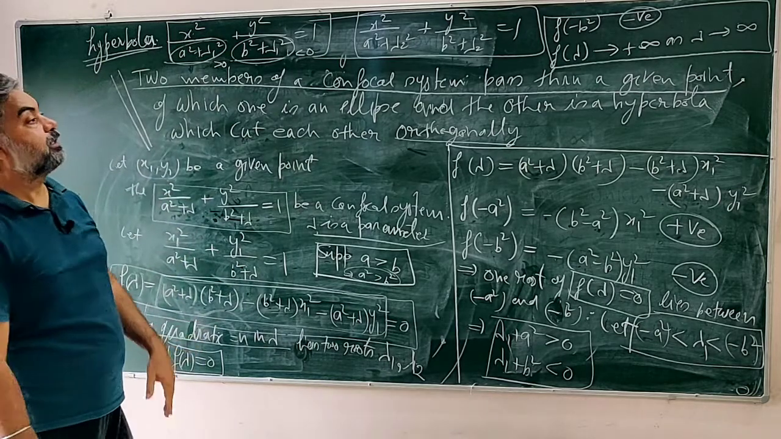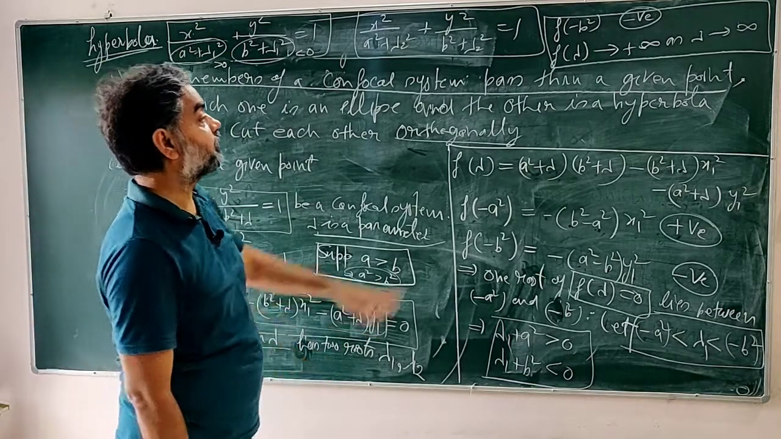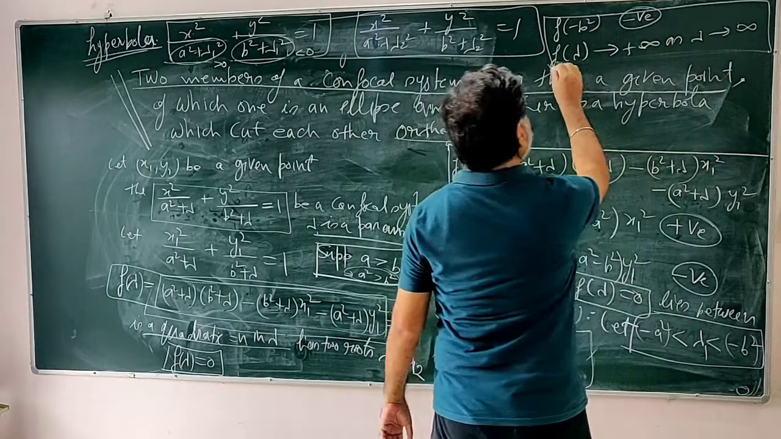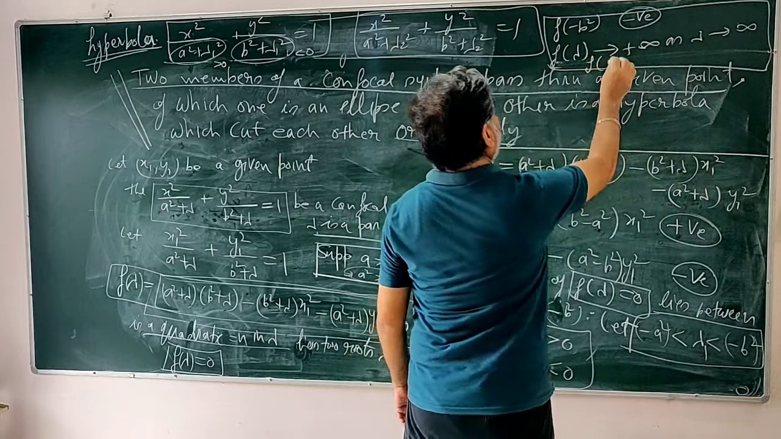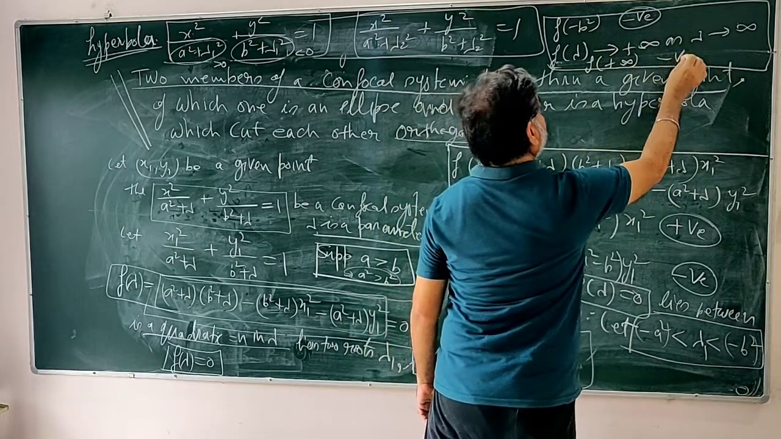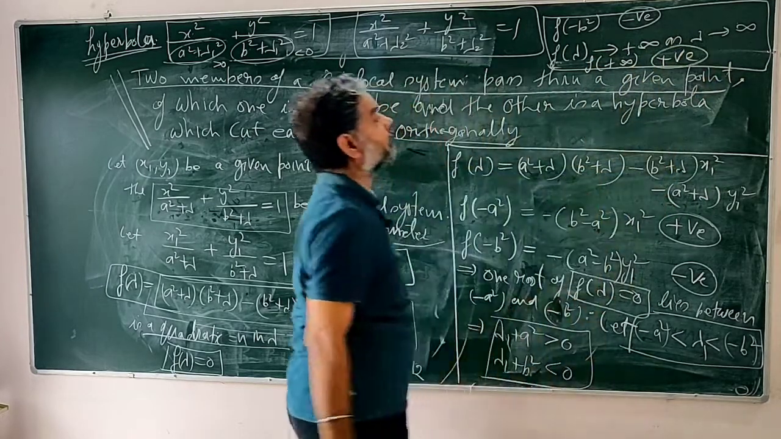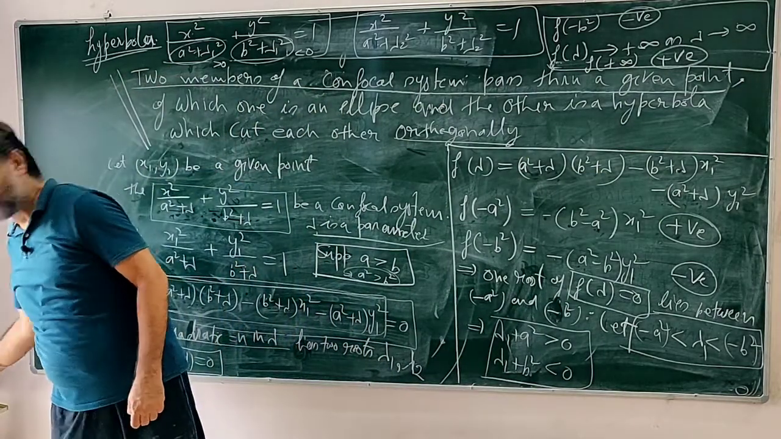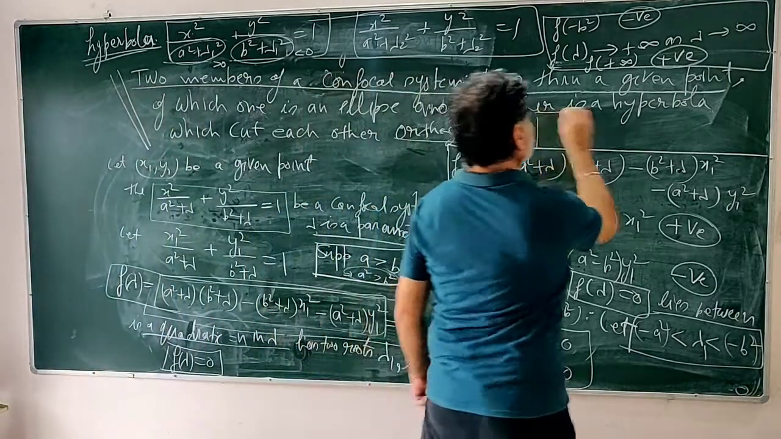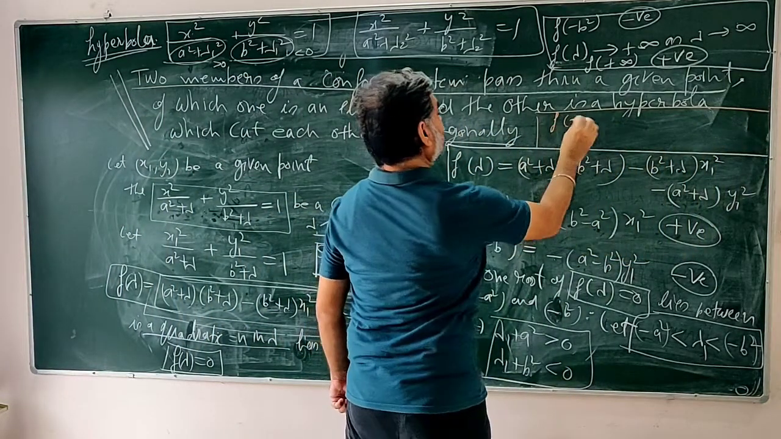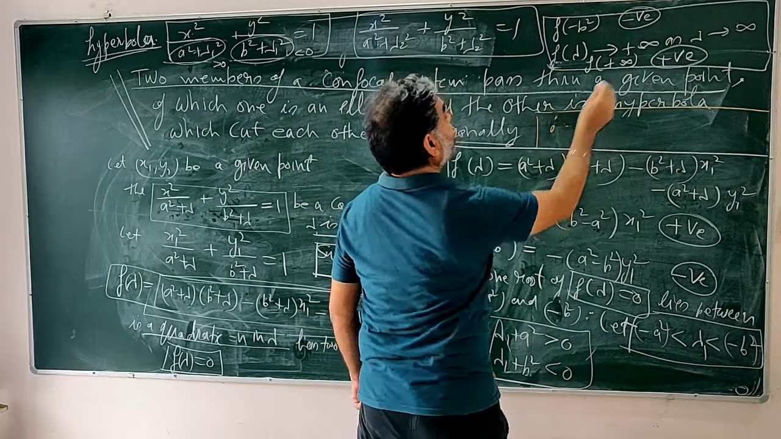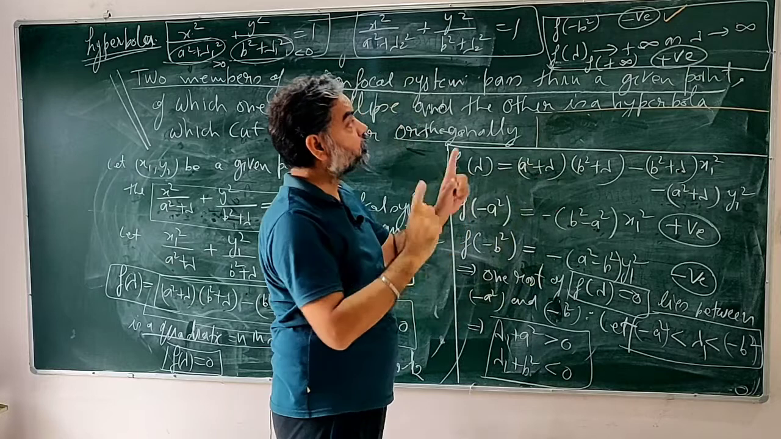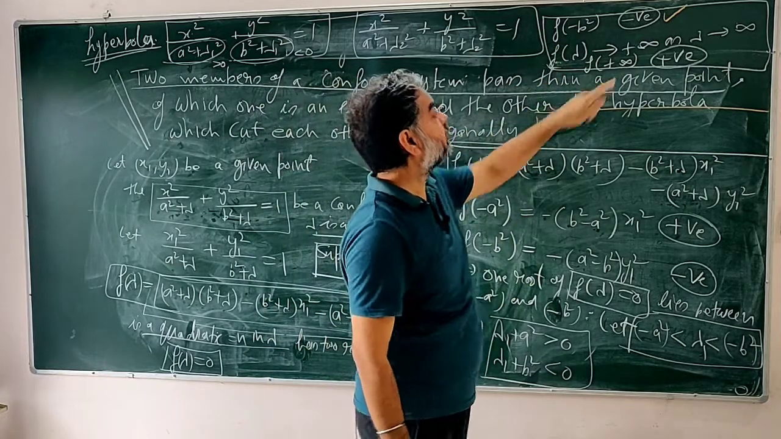This is easy to check. If lambda goes to infinity, f lambda also goes to infinity. So that means f of plus infinity is positive. Alright. So you observe here that f of minus b square is negative and f of plus infinity is positive. So that means one root of f lambda lies between minus b square and plus infinity.